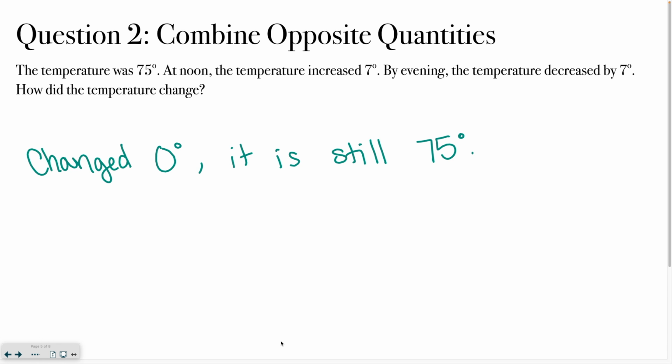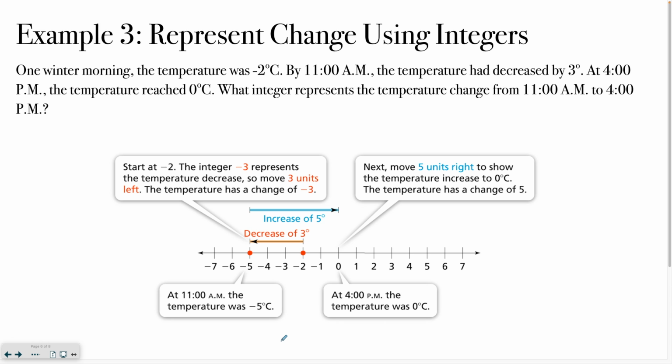Okay, hopefully you said that the temperature change was 0 degrees overall. Since it started and ended at 75 degrees, it is still just 75 degrees. All right, now let's take a look at another example.